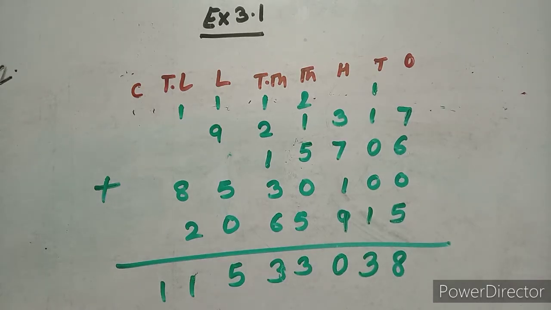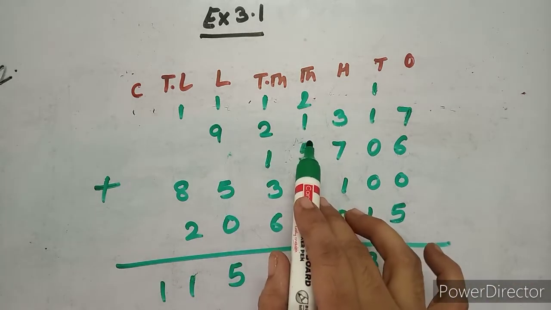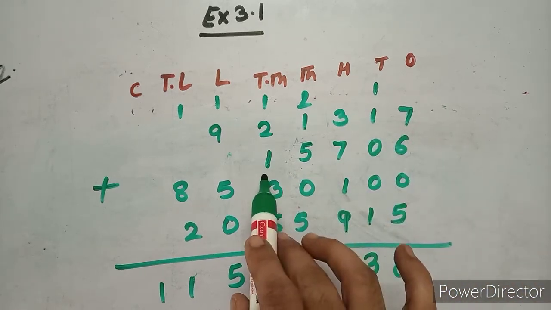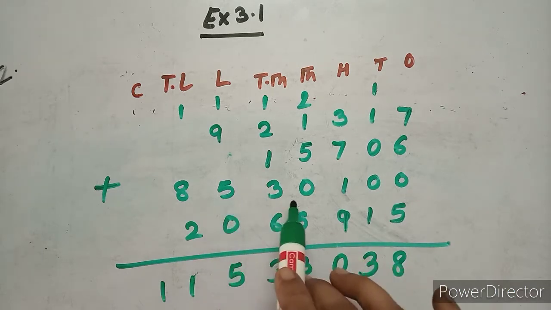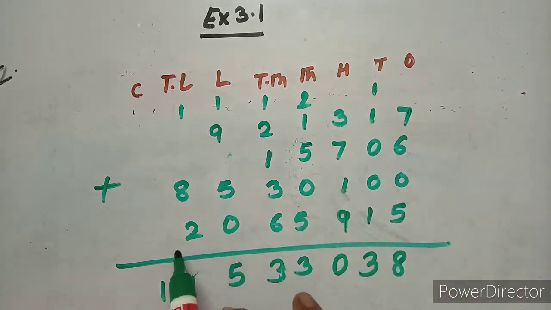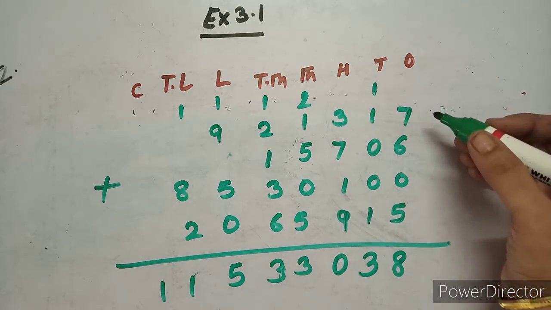Now see the second problem, that is B1, where you have been given 4 numbers, and I have again arranged them for you. Now see here, 9,21,317, 15,706, 85,30,100, and the last number is 20,65,915. So I have started adding from the ones place.